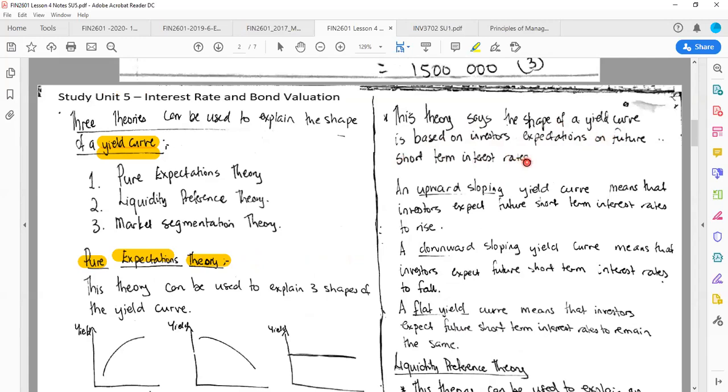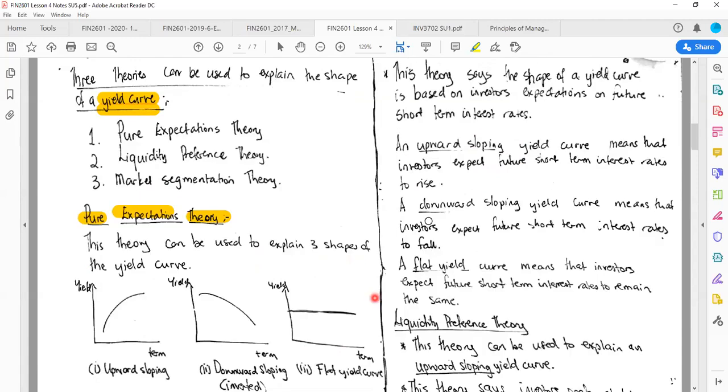So the theory says that the shape of the yield curve tells us what investors expect with regards to short-term interest rates. An upward sloping yield curve means that investors expect future short-term interest rates to rise. A downward sloping yield curve means that investors expect future short-term interest rates to fall, and a flat yield curve means that investors expect future short-term interest rates to remain the same.